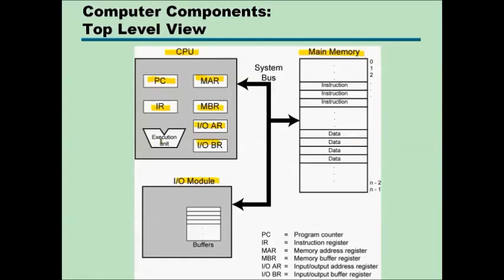And also, from the CPU, we have the execution unit. So again, the components inside the CPU: we have the PC, the MAR, the IR, the MBR, the IOAR and IOBR, and the execution unit. Then we also have the I/O module or the input-output module, which contains the buffers. And aside from that, of course, we have the main memory. So the contents of the main memory are what? The instruction and the data. Again, these are the components.